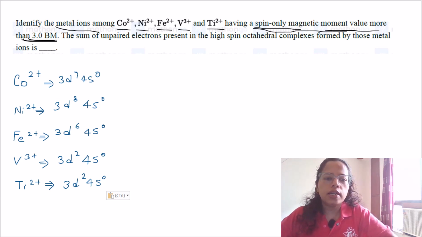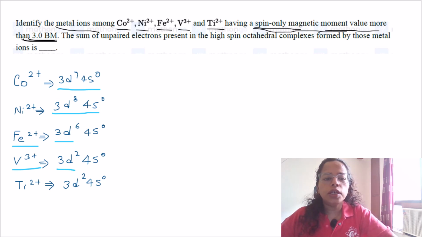Cobalt in the ground state has 3d7 4s2, and in the +2 oxidation state cobalt has 3d7 4s0. Okay, nickel in the ground state has 3d8 4s2, and in the +2 oxidation state it has 3d8. Then iron Fe2+ in the +2 oxidation state has 3d6. Vanadium 3+ has 3d2 configuration, and titanium 2+ has 3d2 configuration.